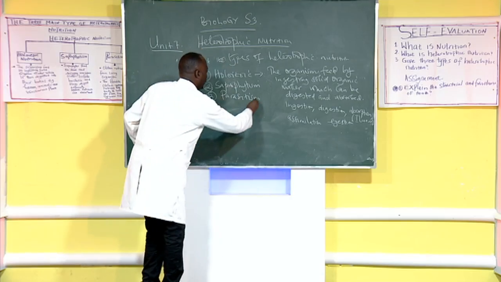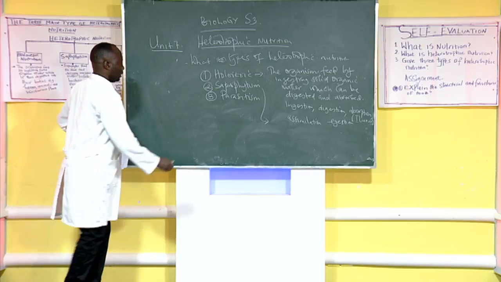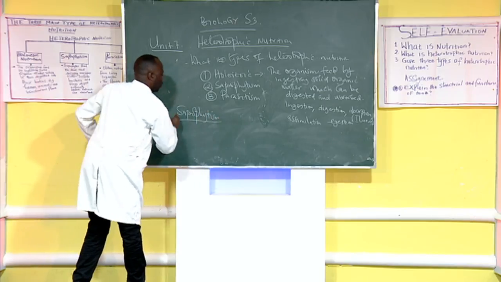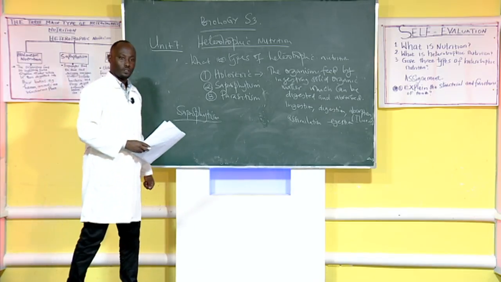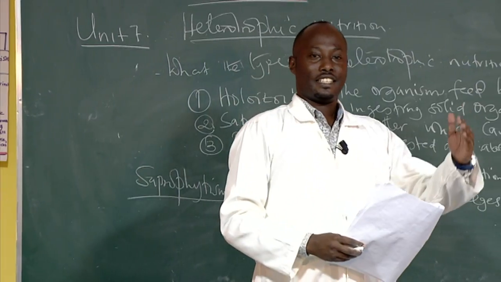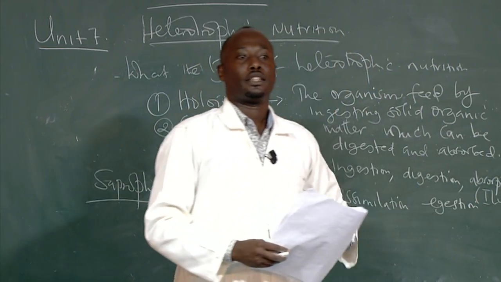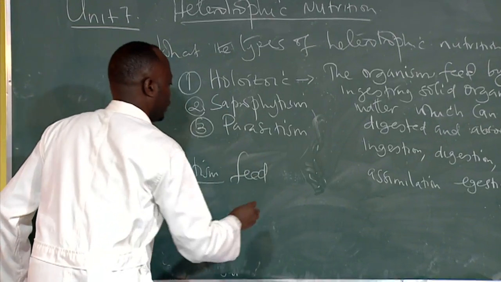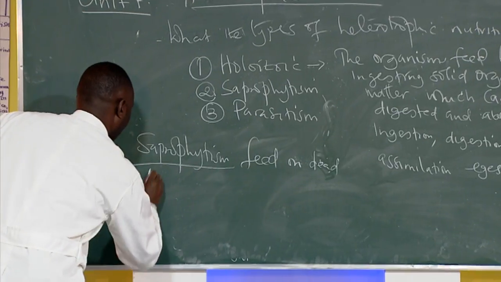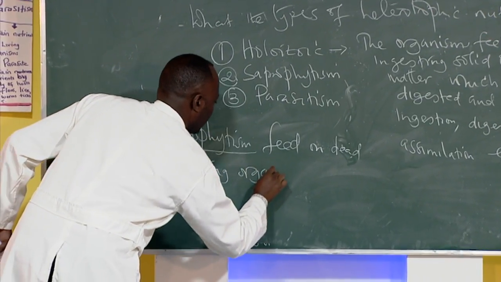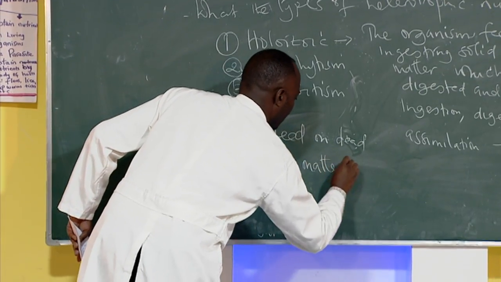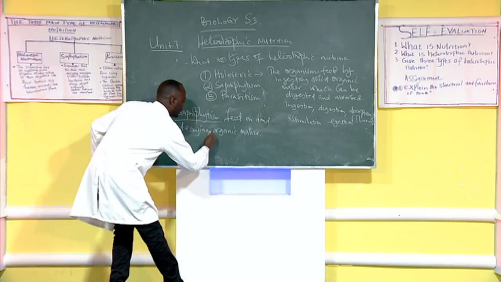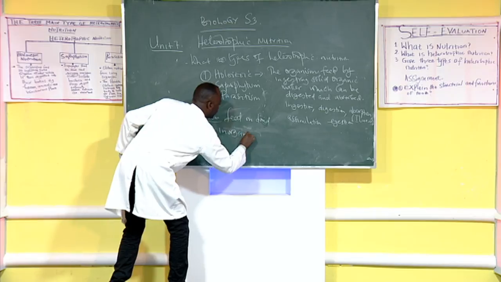Good. Let's talk about saprophytes. Saprophytism. Who can define for me what are saprophytes? Nice and interesting. Saprophytes are the organisms that feed on dead, decayed organic matter. They feed on dead organic matter, decaying organic matter. Okay? This is not organic, it is inorganic matter. Organic matter.